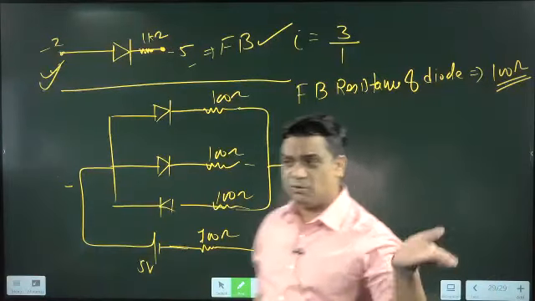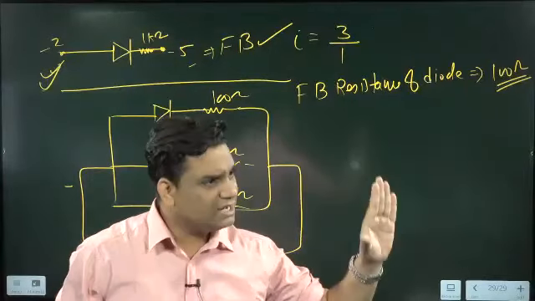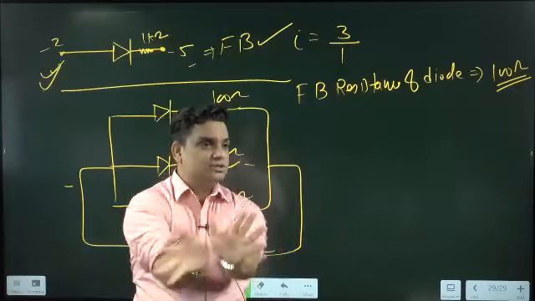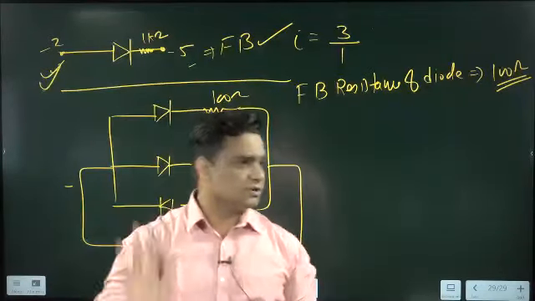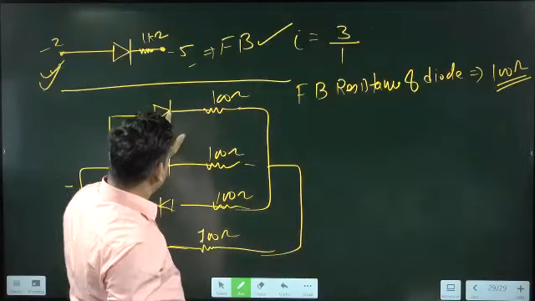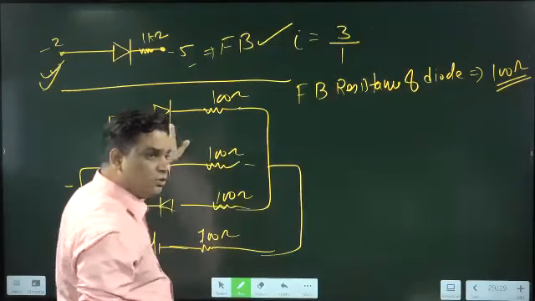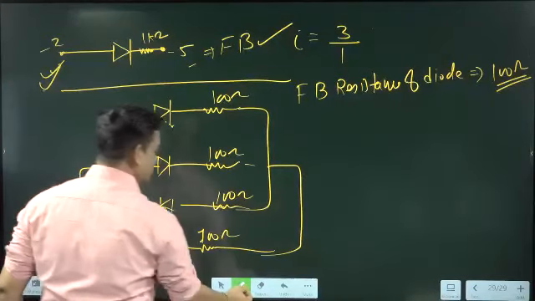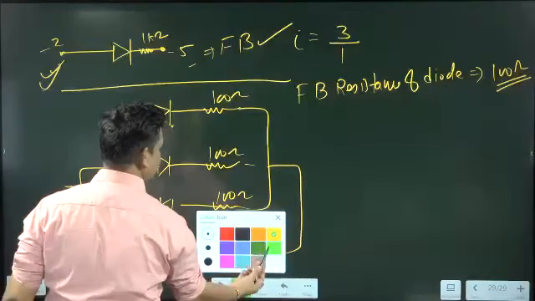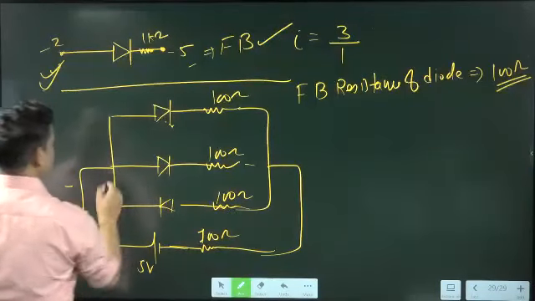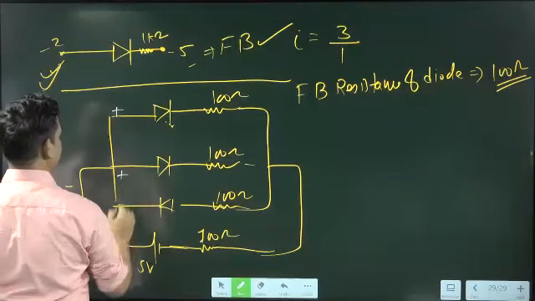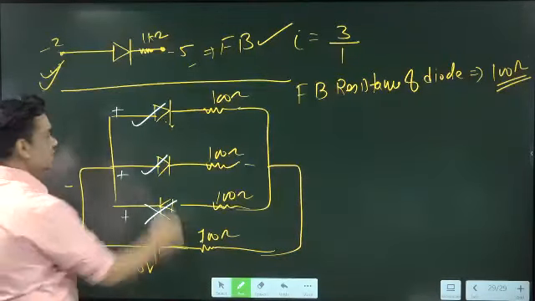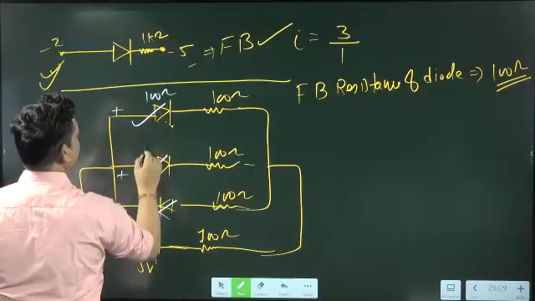What does that mean? If the diode is in forward condition, it will also offer a resistance of 100 ohm. If ideal is given, it will offer zero resistance. If forward, it will offer 100 ohm. So first we need to check which one is forward and which one is reverse. Positive here, so this is forward, this is forward, this is reverse. It is cancelled. This has 100 ohm resistance, and this also has 100 ohm.